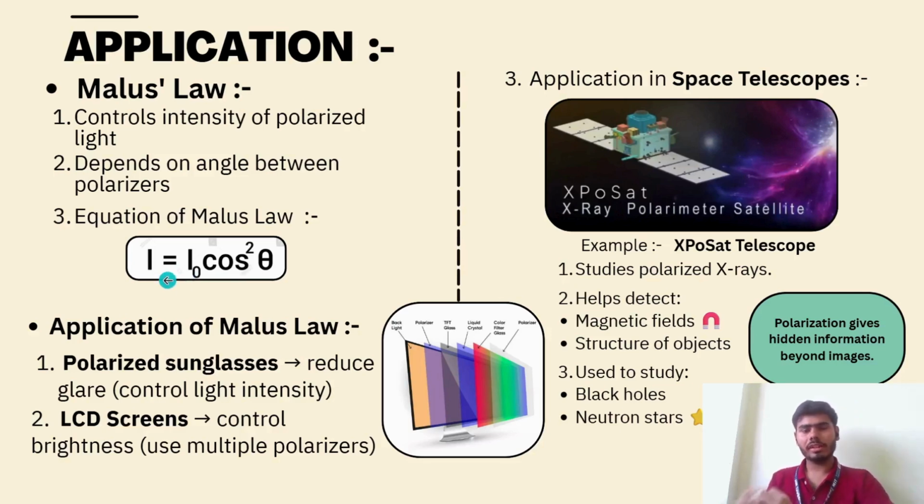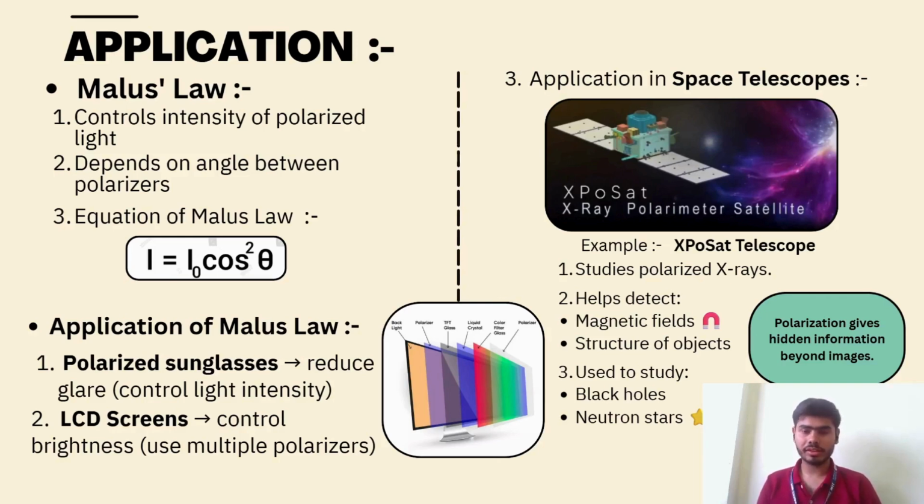Now let's talk about the applications of Malus's law. Malus's law is used in polarized sunglasses. We discussed before that it is used to reduce the glare and control the light intensity.